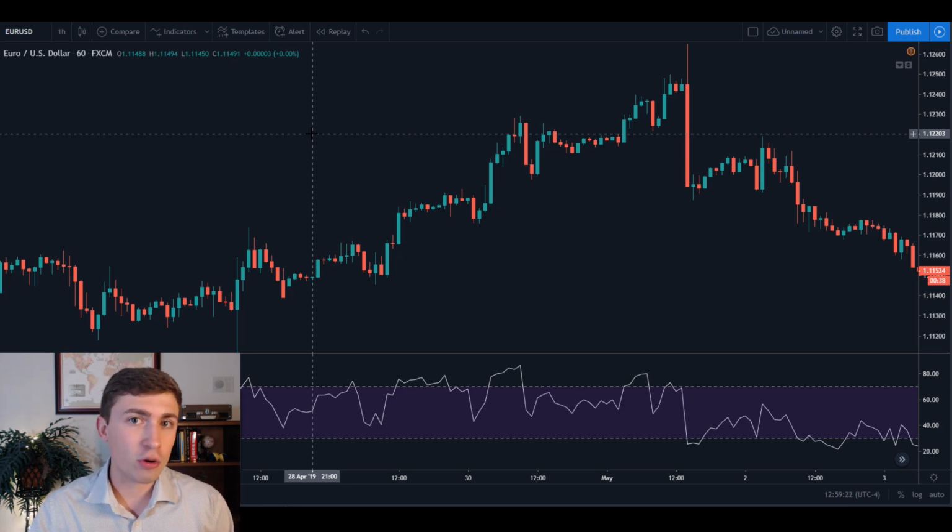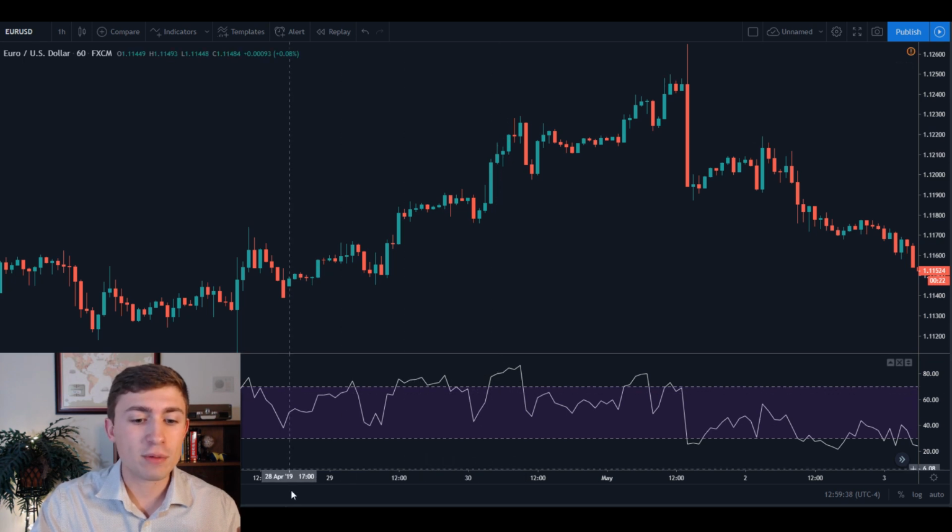So we're looking here at Euro USD. We're looking at the 1 hour chart, and we're going to talk about the RSI, or the relative strength index, and what an RSI divergence is, and some ways that I like to look for potential signs of a reversal using this concept. Now, RSI divergence, what we have down here is the RSI.